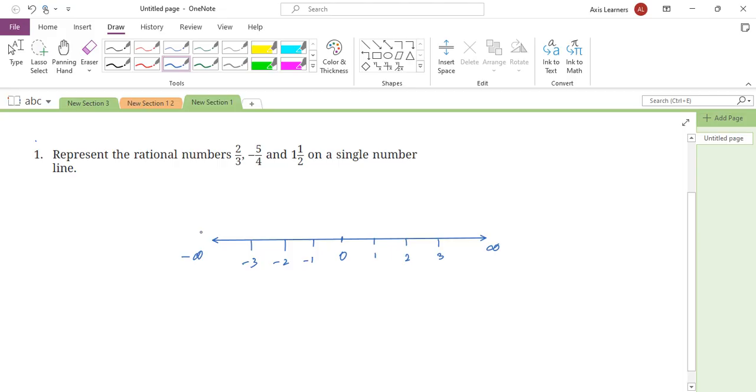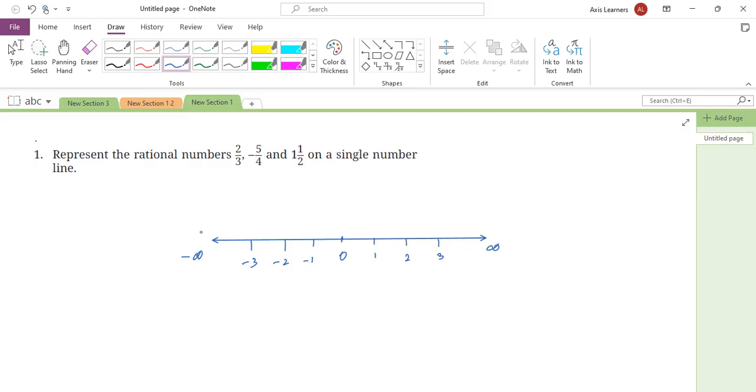Okay, look at this. The given rational numbers are 2 by 3, minus 5 by 4 and 1 by 2. Okay, all three are having different denominators. If all are having the same denominator, it is convenient for us, but they have given different numbers. See the number 2 by 3. 2 by 3 is lying between 0 and 1. It is a proper fraction, so it lies between 0 and 1.